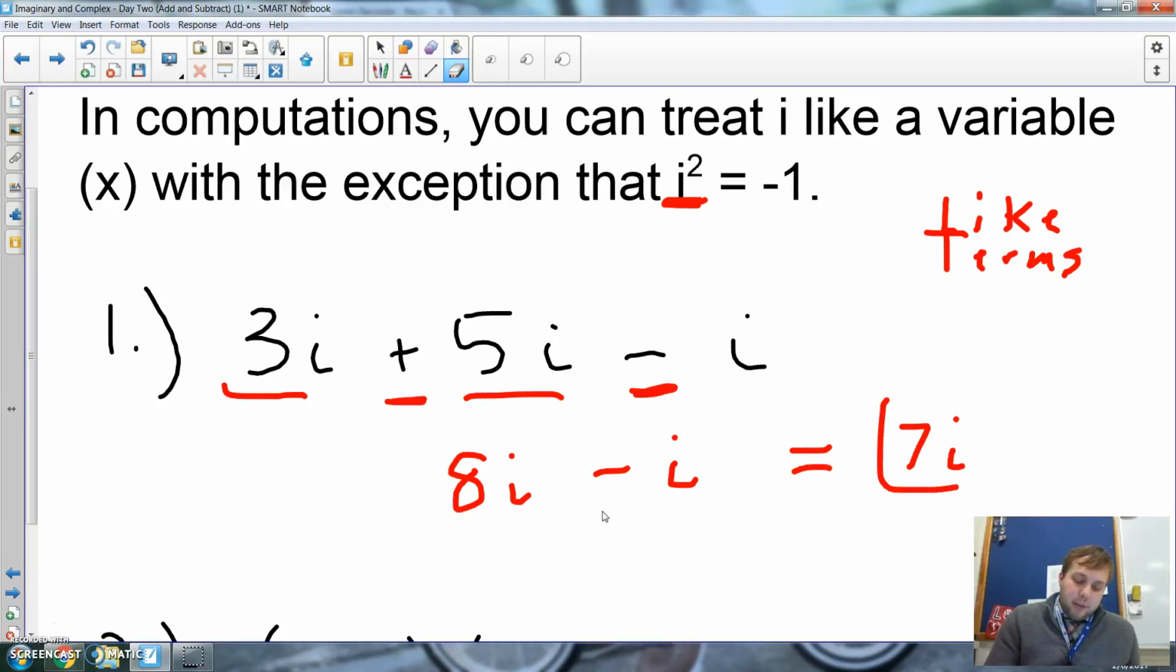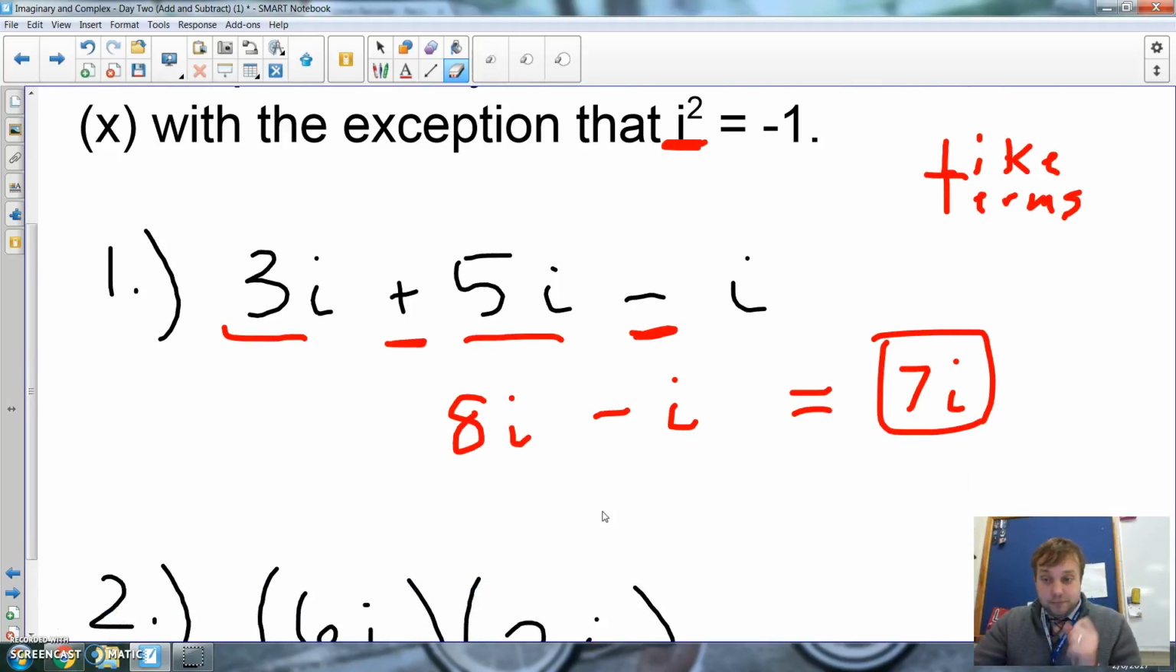Now, did I ever end up with anything squared? No, I didn't end up with anything squared. So I'm just going to treat it like a normal variable. Okay? So I know some of you get real freaked out with i's, and you're like, imaginary. I don't have imaginary friends. But I really just treat it like an x. The only time you have to worry about i is if it's squared, and my two i's say it's negative 1.